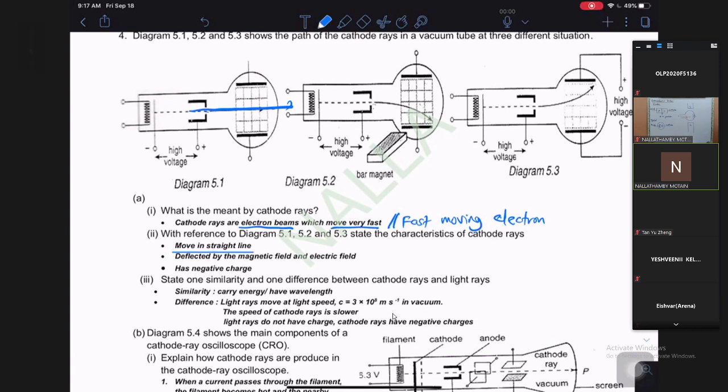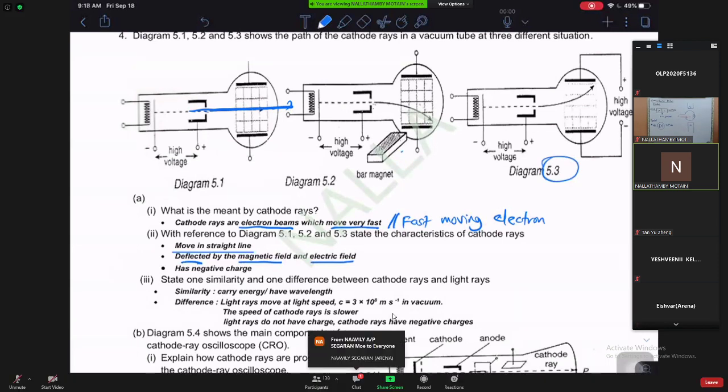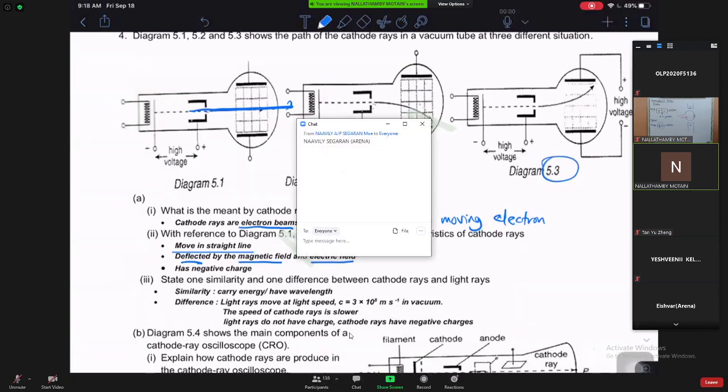Number two, you can see it is deflected by, here is what? Magnet. Okay, deflected by magnetic field. And then number three, deflected by electric field. That means the cathode ray can be deflected by electric field and also magnetic field.